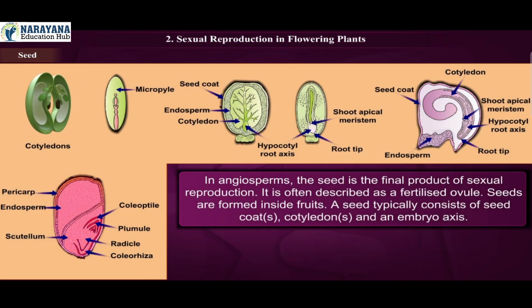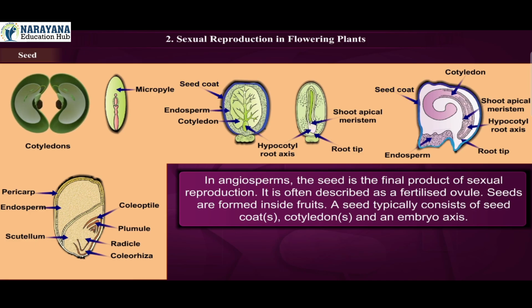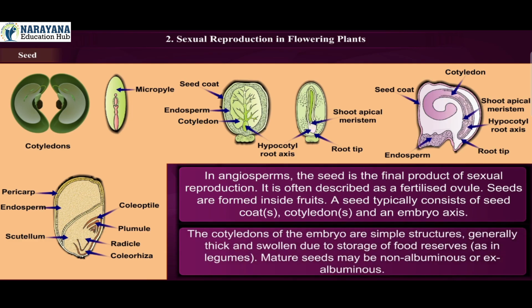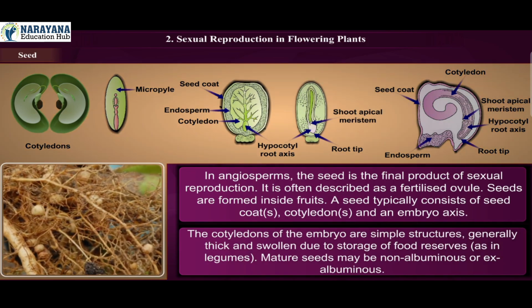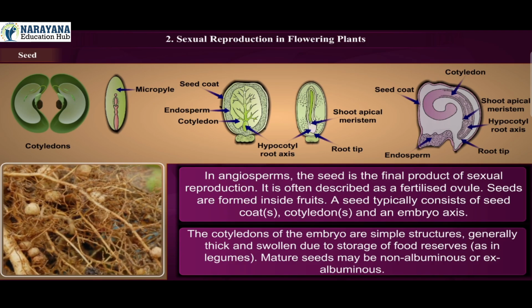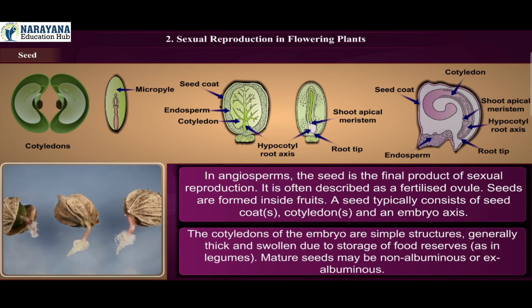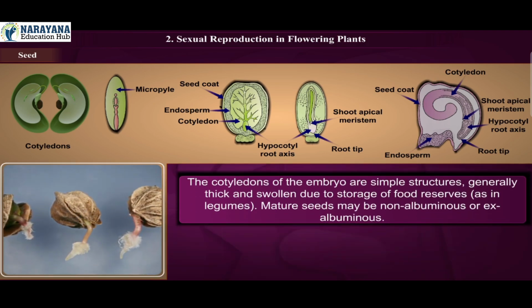Seed. In angiosperms, the seed is the final product of sexual reproduction. It is often described as a fertilized ovule. Seeds are formed inside fruits. A seed typically consists of seed coats, cotyledons, and an embryo axis. The cotyledons of the embryo are simple structures, generally thick and swollen due to storage of food reserves, as in legumes. Mature seeds may be non-albuminous or albuminous.